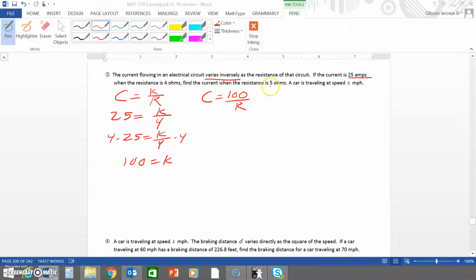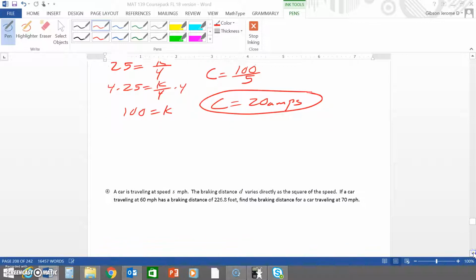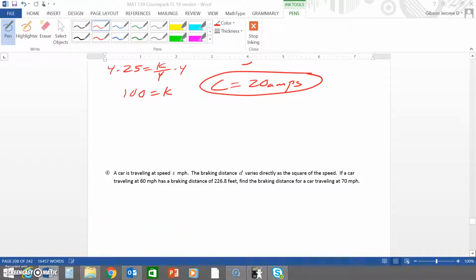Now they tell us the resistance is 5. So we have C is equal to 100 divided by 5, and C is equal to 20 amps. So we know this is our final answer. This is our formula. Now, we come here to number 4.